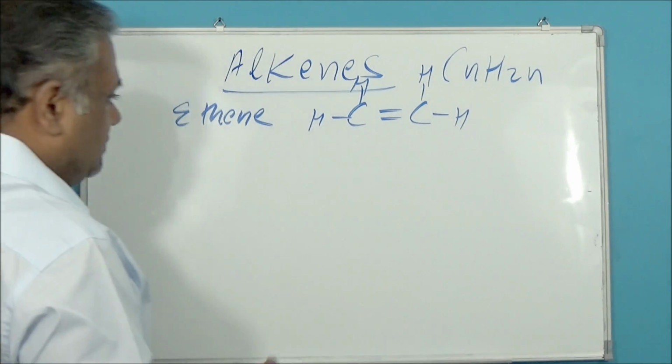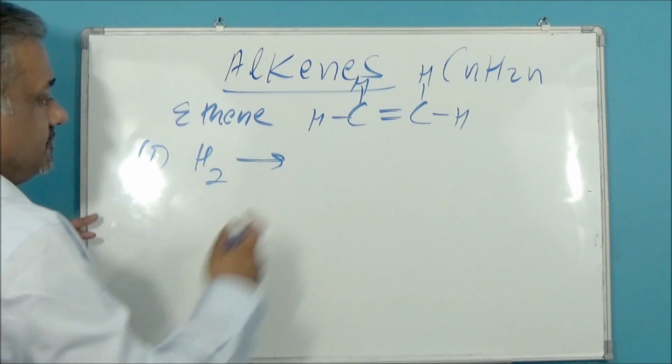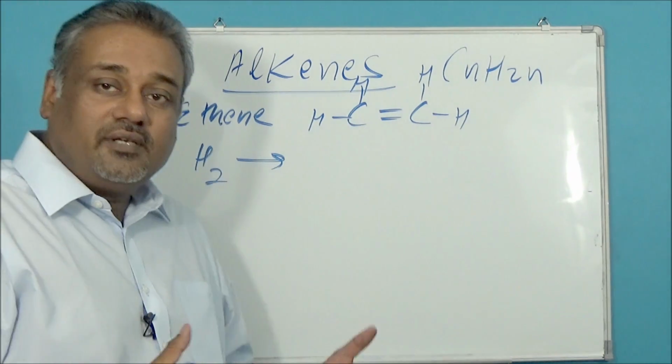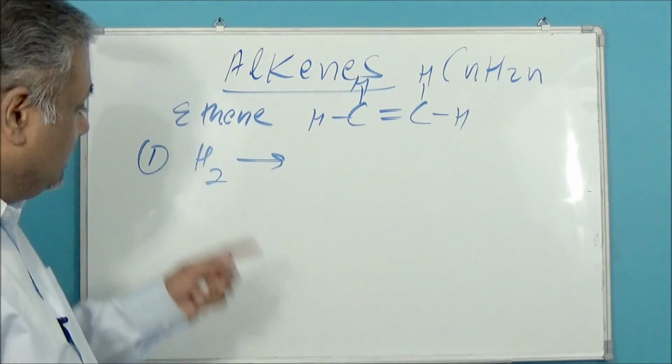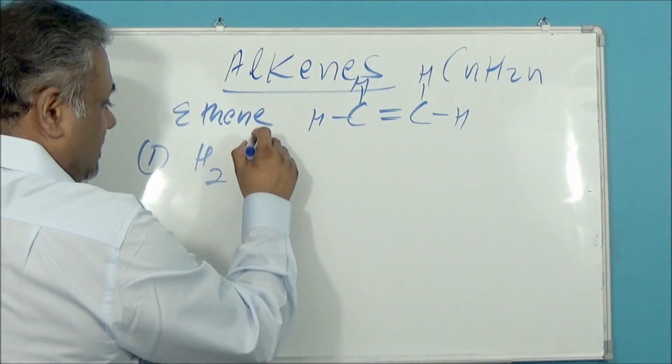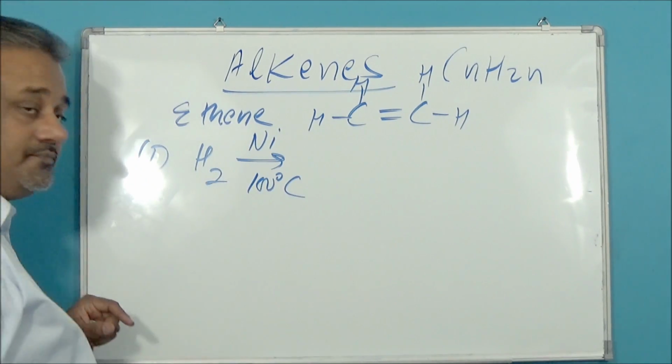Now, when we do addition reaction with ethene, for example, I want to add hydrogen to it. Now, some addition reactions need some special conditions, otherwise they will not take place. The addition of hydrogen needs a special catalyst, nickel. It also needs heat, about 100 degrees Celsius.